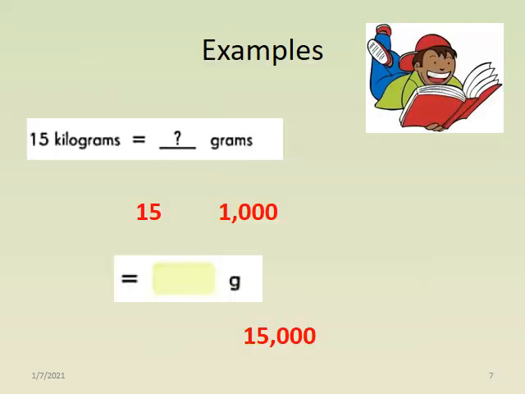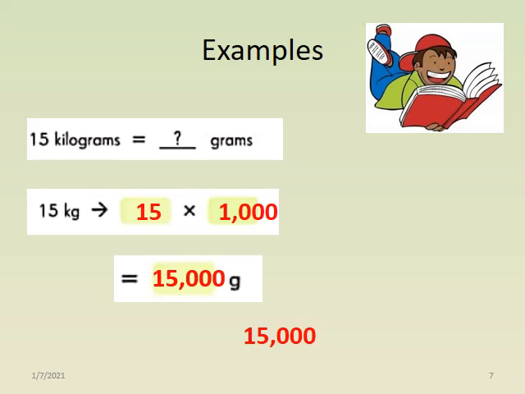Next example, 15 kilograms. Again, remember, in order to change from kilograms to grams, I multiply by 1,000. So I will take the 15 times 1,000 will give me 15,000 grams.